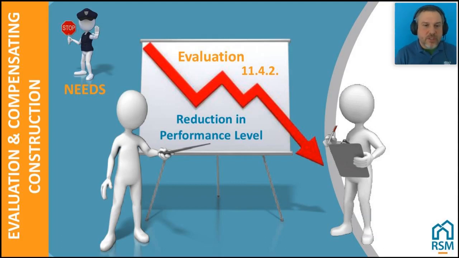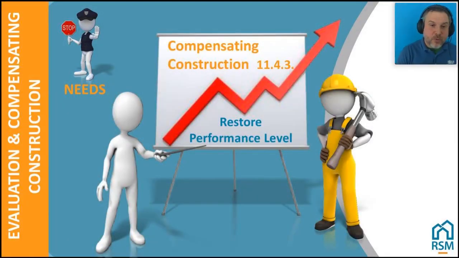So 11.4.2 talks about this evaluation, and it's all about a reduction in performance level. When we have a reduction, we need to do something about it, and of course, we need to bring it back up again. If you reduce the performance level, we now have to restore the performance level. And the code calls this restoration of performance level compensating construction. So we've reduced it based on all of our questions. We've done our evaluations. You've increased the occupant load above the requirement of a fire alarm system. Oh, that's going to trigger a reduction in performance level. And then it's going to take us to compensating construction and say, oh, now you're going to need to restore it, you're going to need to install a fire alarm system.